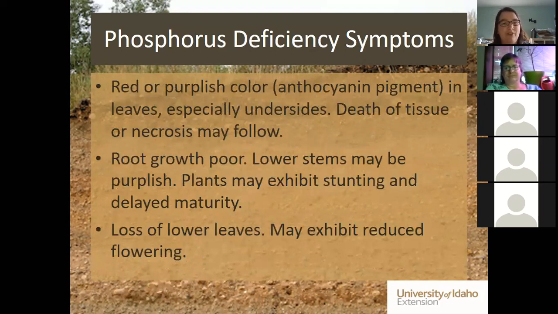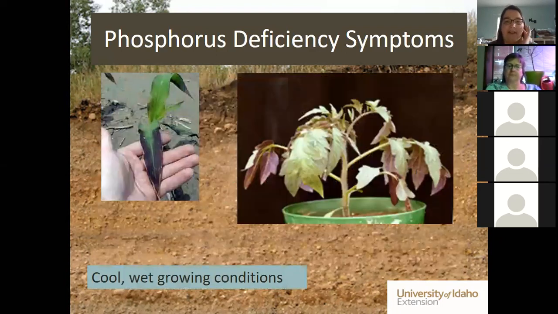If you don't have enough phosphorus, you're going to have poor root growth. The lower stems may be purplish, and the plants may exhibit stunting and delayed maturity. They might lose their lower leaves and may exhibit reduced flowering, because phosphorus is a big part of flowering.